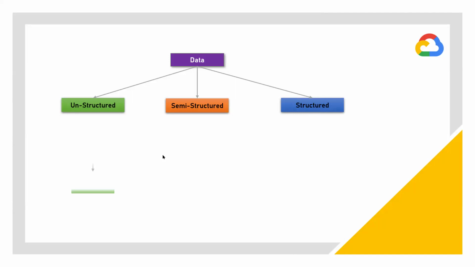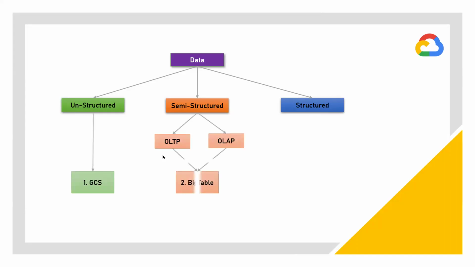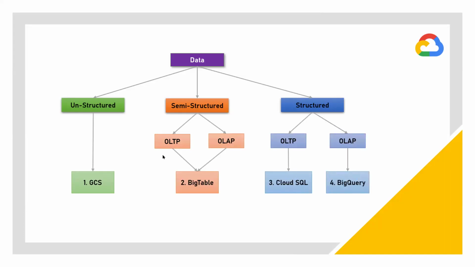For working with and storing unstructured data, we have a service called GCS. We are going to talk about GCS here. For semi-structured data, for OLTP and OLAP, we are using Bigtable. For structured data OLTP, we have Cloud SQL. For structured data OLAP, we have BigQuery. So these are the four storage and database services that we are covering.